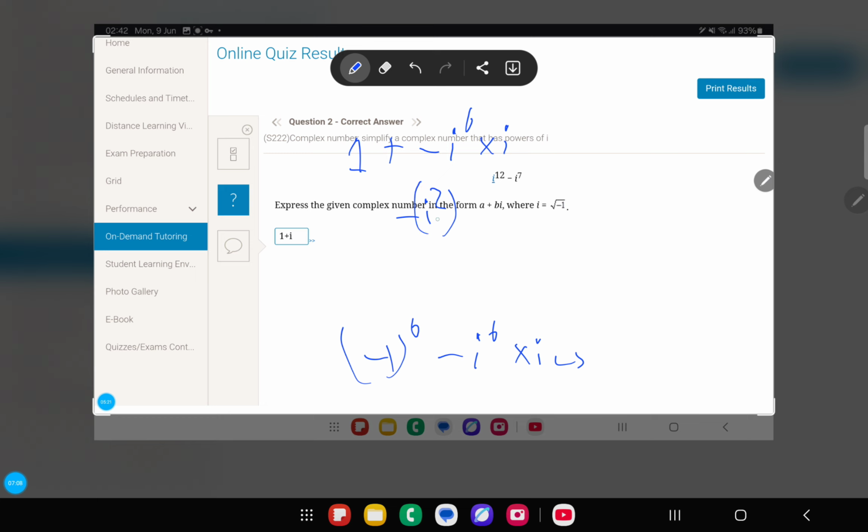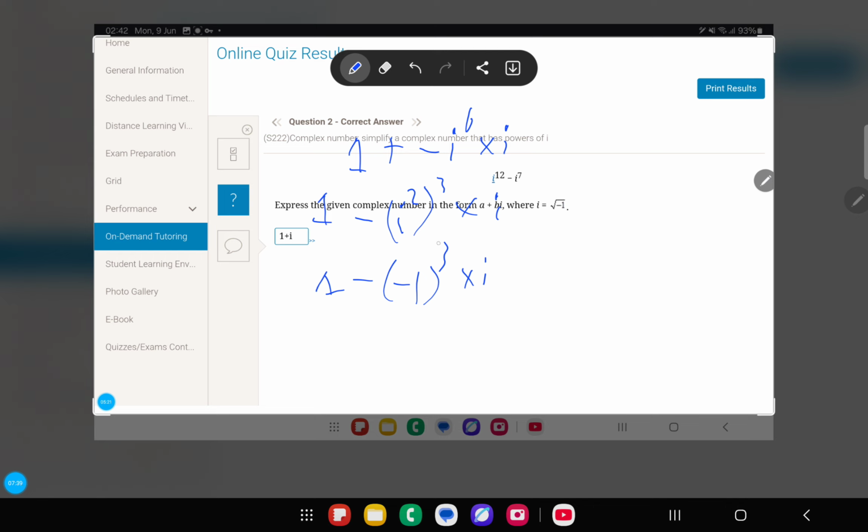Let me just put it in either way. So you got 1 minus i to the power of 2, and then outside is to the power of 3, because 2 times 3 is 6, right? And then of course times i. We can't forget that. So again, i to the power of 2 is negative 1. So you got 1 minus negative 1 to the power of 3 times i. Okay?